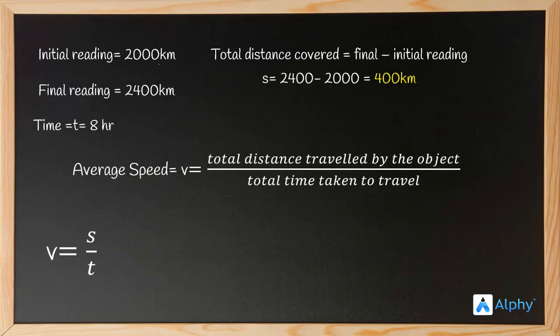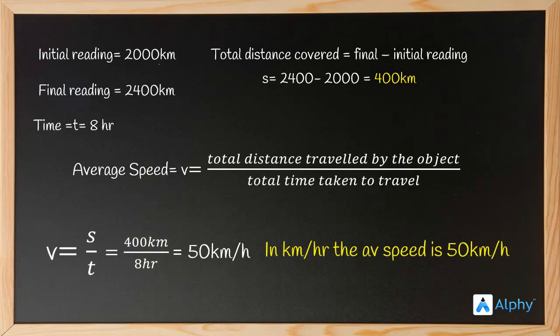Now, let's substitute what we have. We have 400 kilometers by 8 hours, and we will have 50 kilometers per hour. That is the first part of the question, correct? They asked average speed in kilometer per hour, so in kilometer per hour, the average speed is 50 kilometers per hour. Now don't go around converting, because if you read the question very carefully, they ask you first in kilometer per hour. So do it the easier way first. You will have this, and from this you can improvise and you will get meter per second.